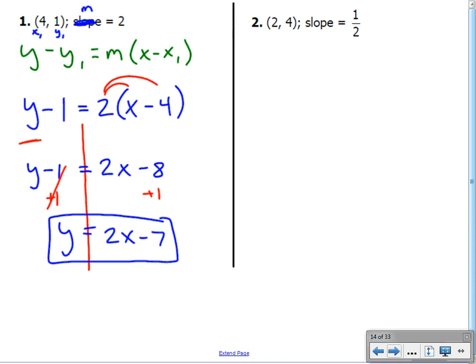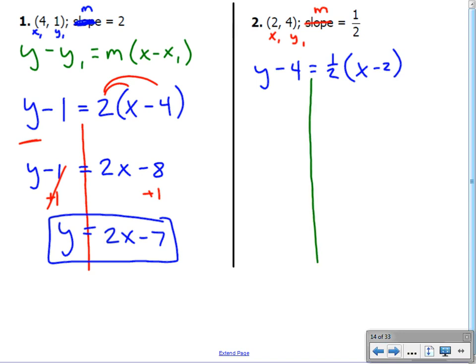So let's look at another example here. We have a point, x1, y1, and we have our slope. So again, if we're given slope and a point, we're using our point slope formula to write the equation for that line. So we're going to do y minus y1 equals my slope, parentheses, x minus x1. So you can see I'm just making simple substitutions here.